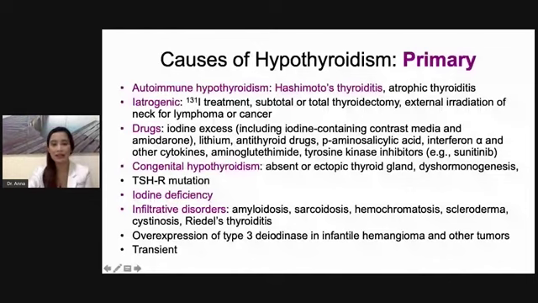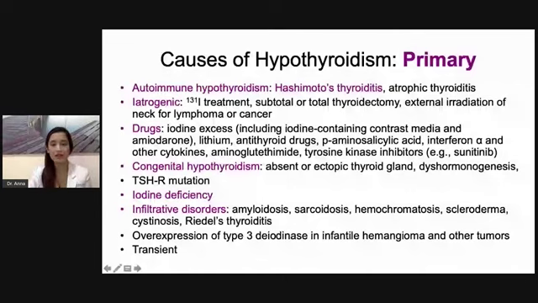It could be iatrogenic, meaning you do something with your thyroid gland. Let's say a patient undergoes radioactive iodine ablation. Usually patients with Graves' disease, one of the treatment modalities is radioactive iodine, so some patients will develop hypothyroidism after. Patients who undergo thyroidectomy for, let's say, a nodular goiter or suspected thyroid cancer, or even external irradiation not related to the thyroid, the external irradiation of the neck for lymphoma or cancer, can cause hypothyroidism.